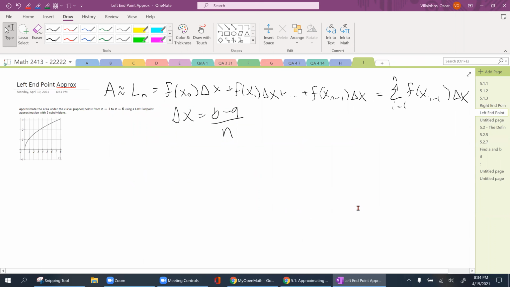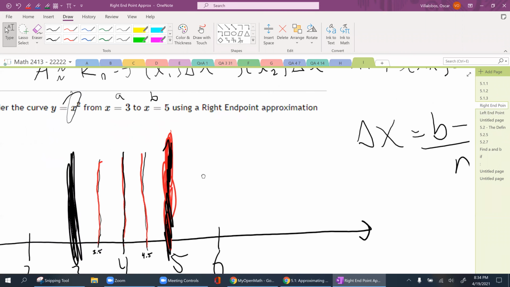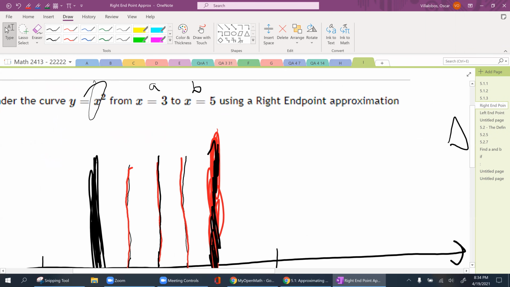If you were to use left endpoint approximation, you wouldn't start at x equals 1. You would start at x naught, x to the 0. So in other words, if you're labeling these starting from the very far left, this is x naught, this is x1, this is x2, this is x3, and this is x4.